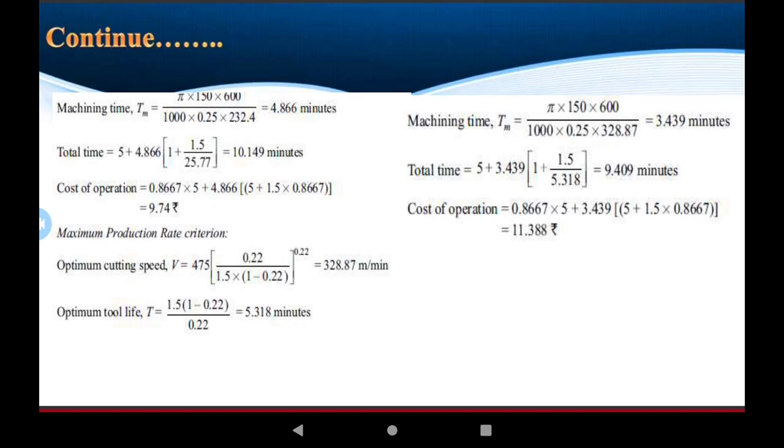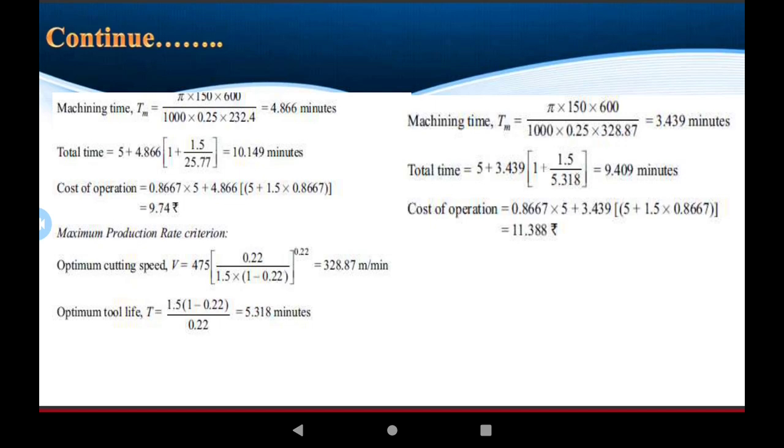Putting the values 5 into 150 into 600 upon 1000 into 0.25 into V, we get 328.787, which gives the value of 304.39 minutes. Find out the value of total time: the idle time plus machining time plus (1 plus n) upon the total tool life.